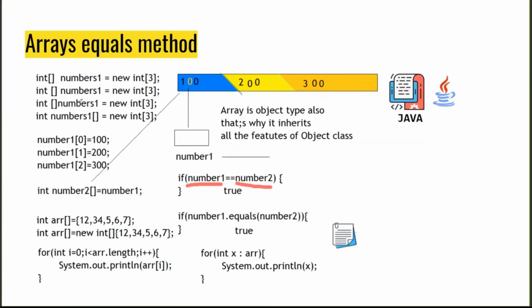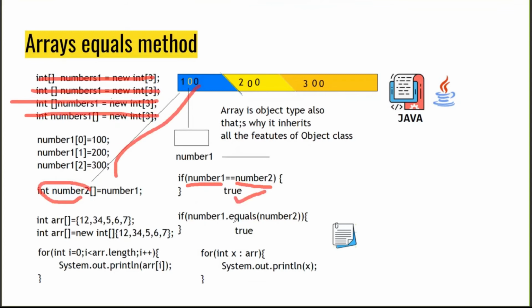Like, we have number one. This is common code, forget about it. These are all four declarations. Only the position of the square bracket is changed, so all four are the same. In number one, you are assigning 10, 100, then 200, 300. Then I am assigning number one to another reference. So number one and number two both are pointing to the same array, because number two is another reference for number one.